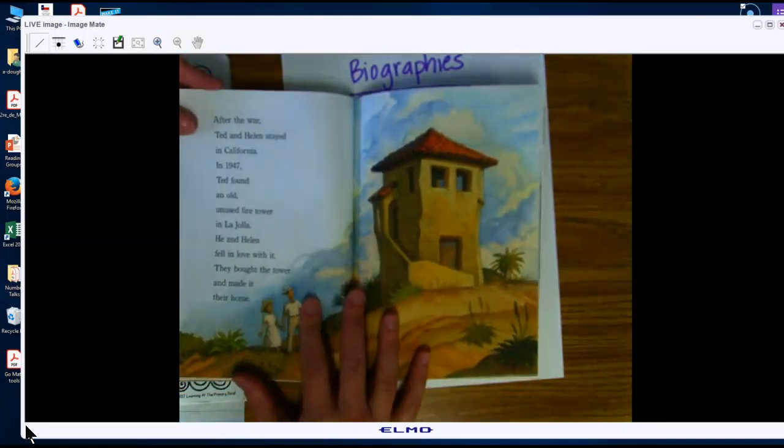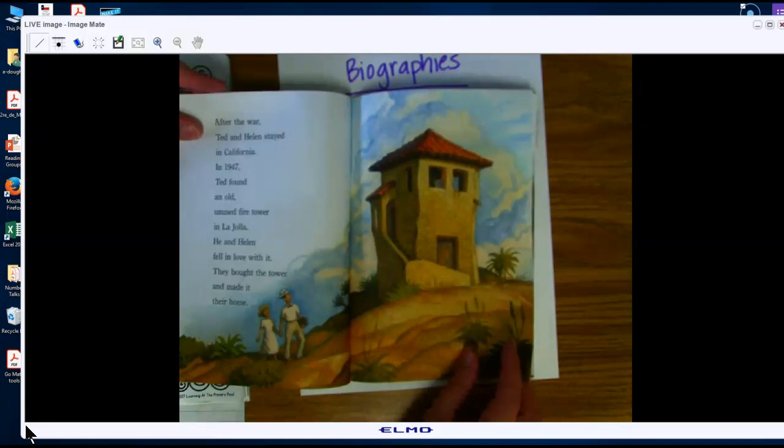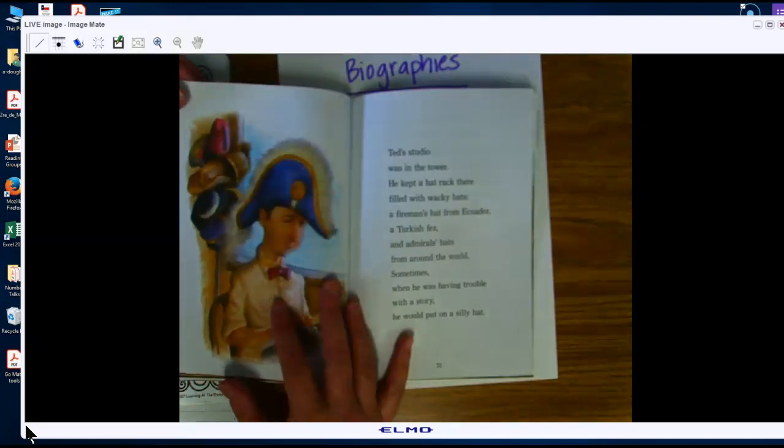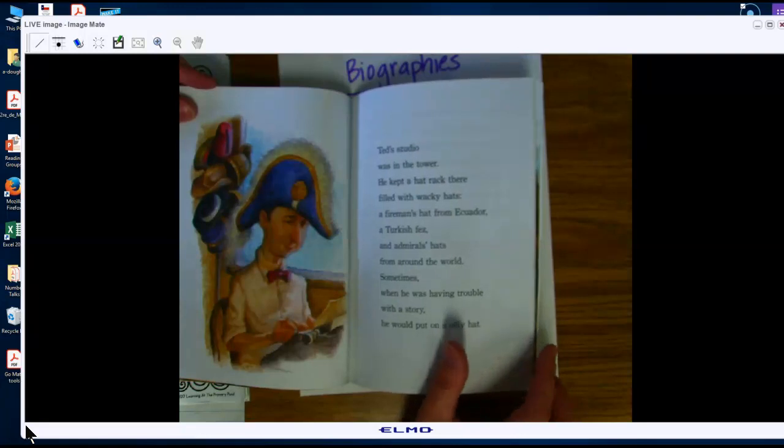After the war, Ted and Helen stayed in California. In 1947, Ted found an old, unused fire tower in La Jolla. He and Helen fell in love with it. They bought the tower and made it their home. Ted's studio was in the tower. How cool would that be, to have your job in a tower?